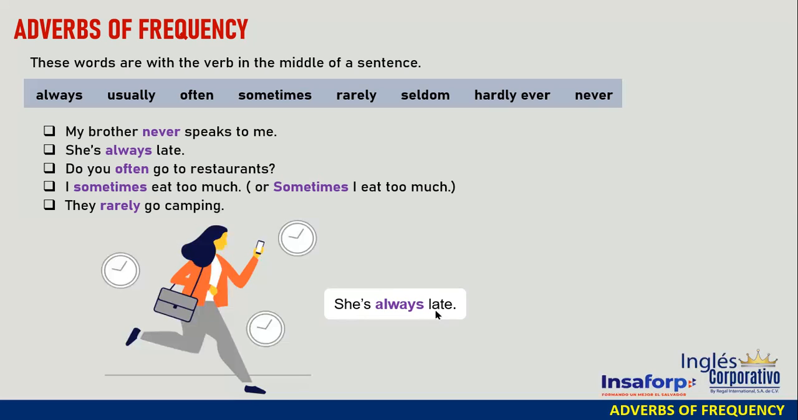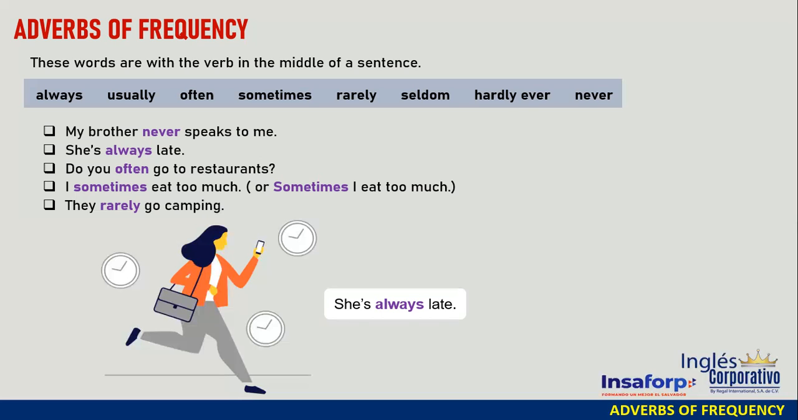Cuando nosotros usamos los adverbs of frequency o adverbios de frecuencia con el verbo to be, es con el único verbo con el que los adverbios de frecuencia van después del verbo. ¿Verdad? Yo no digo she always is late. Digo she is always late. Entonces, solamente con el verbo to be, el adverbio de frecuencia va después del verbo. Pero con todos los demás verbos, va entre el sujeto y antes del verbo. ¿De acuerdo? Esa es la diferencia que hay entre esas dos oraciones. ¿De acuerdo?